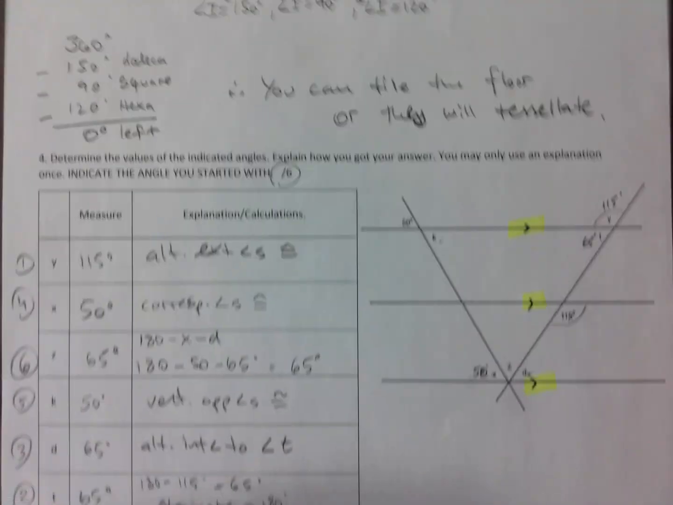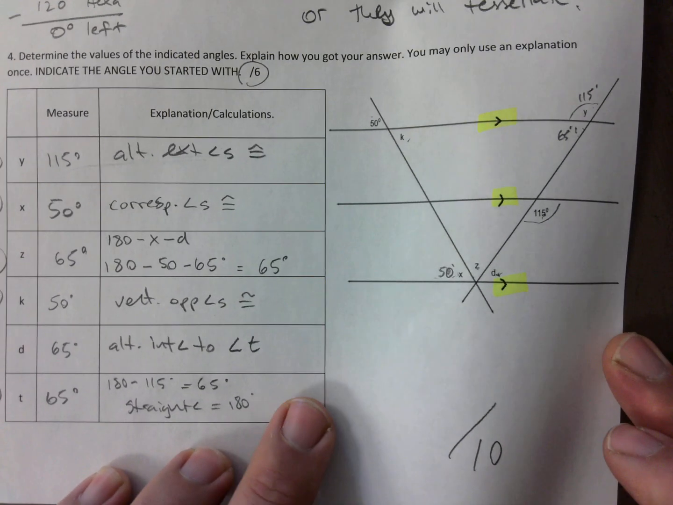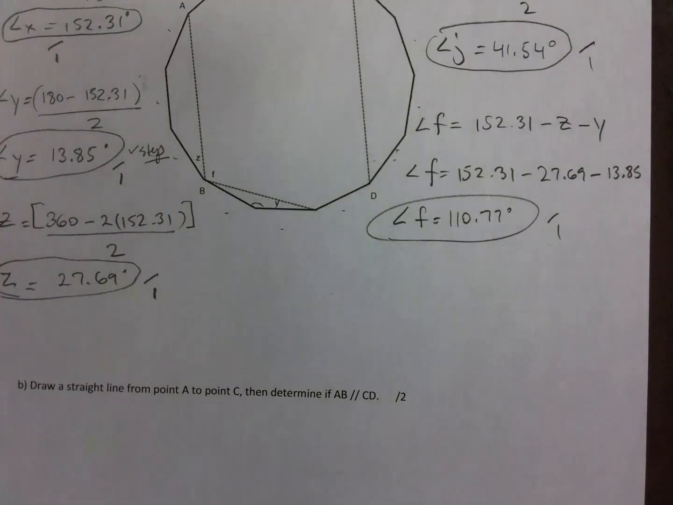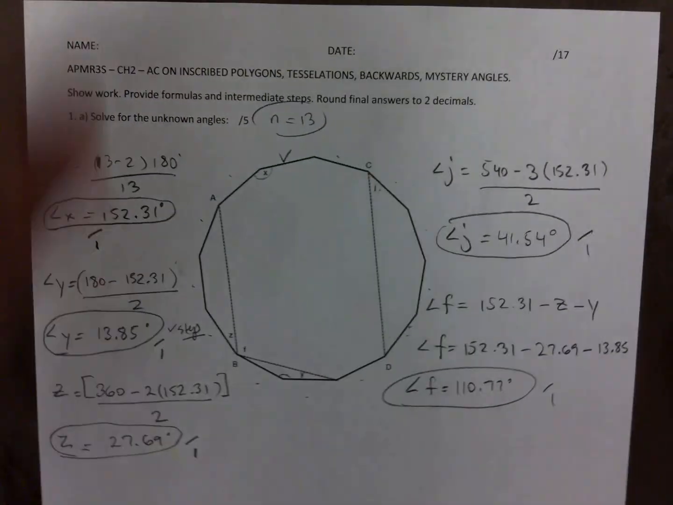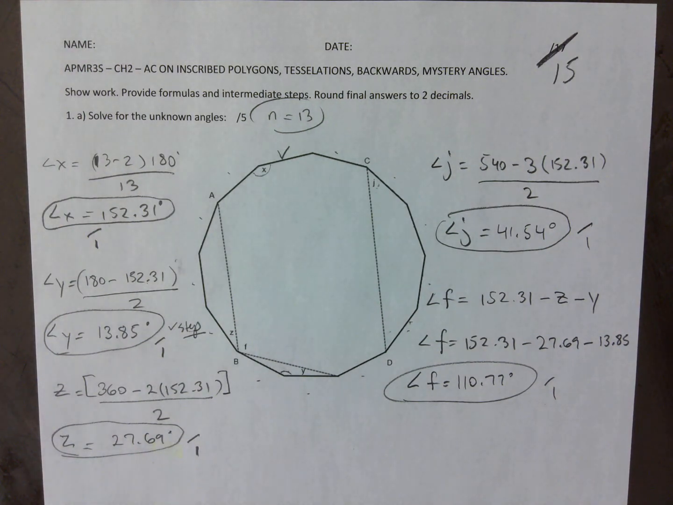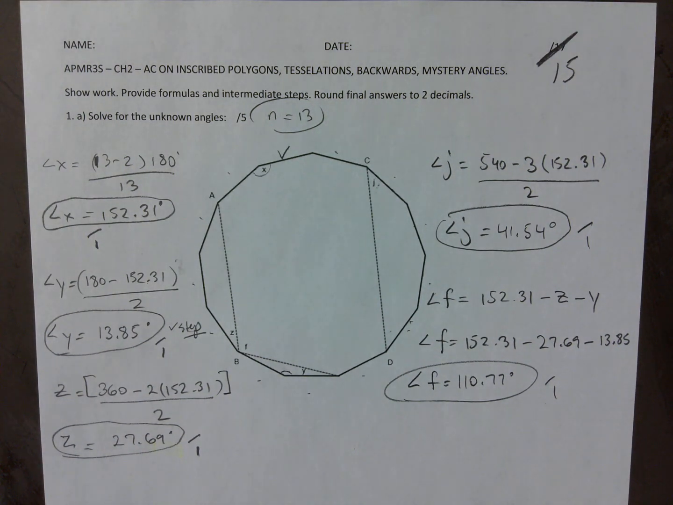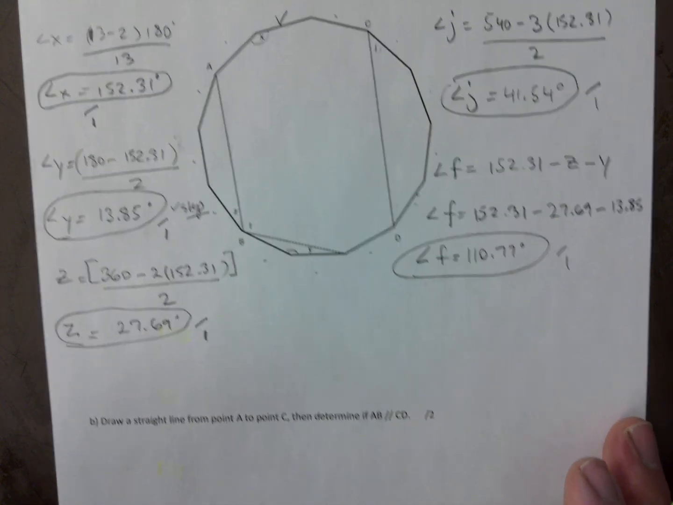So 6, 2, and 2, that's 10 for the back side. 10 for the back side, and 5 for the front, that is 15. So far it's out of 15, pending the bonus, right? We'll do the bonus. So give yourselves a mark out of 15 already. Then we'll do the bonus.